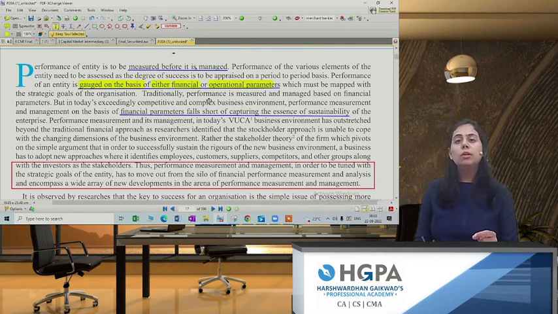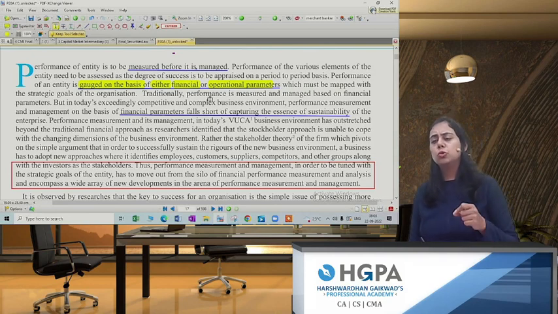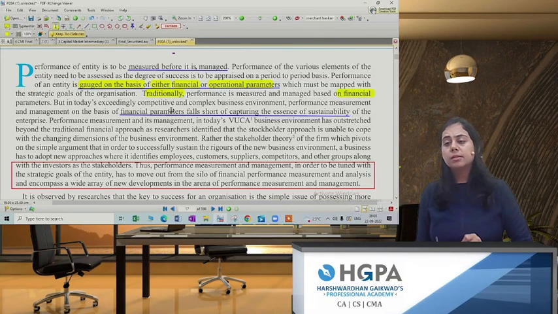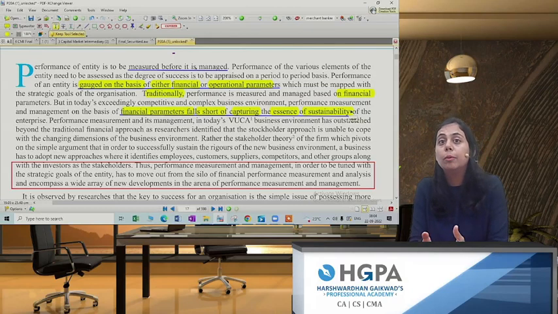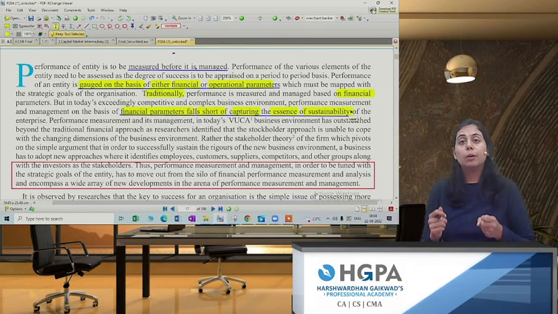In today's world, where there is globalization and huge competition, traditionally the factors were only financial. But nowadays, financial parameters fall short of capturing the essence of sustainability. For companies to have a longer life, to stay in the market, and to attract customers more, they cannot be self-centric about their financial aspects or their profit.